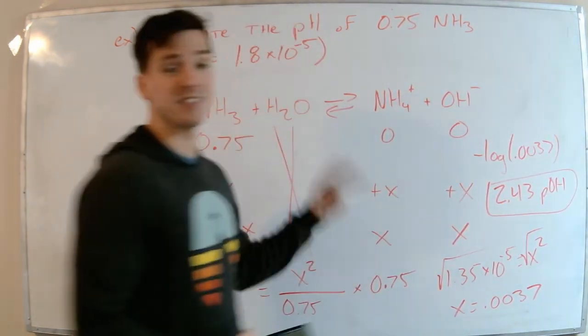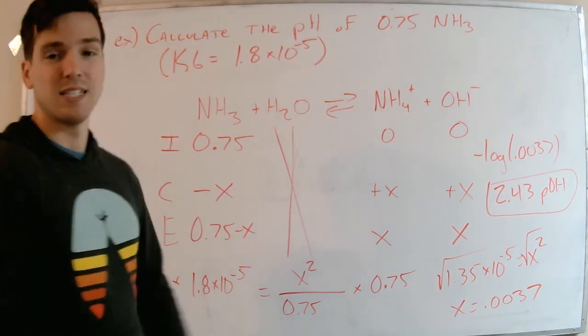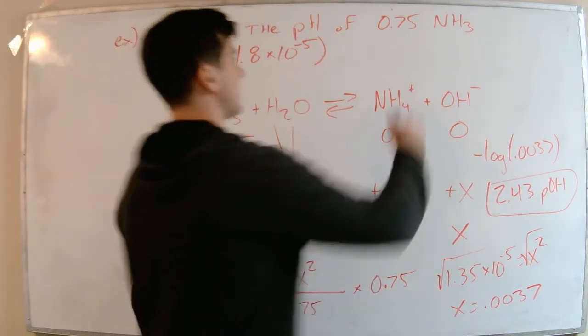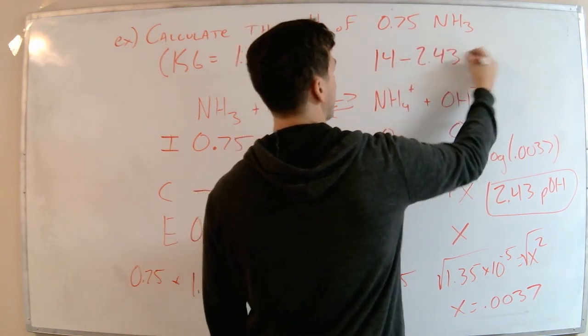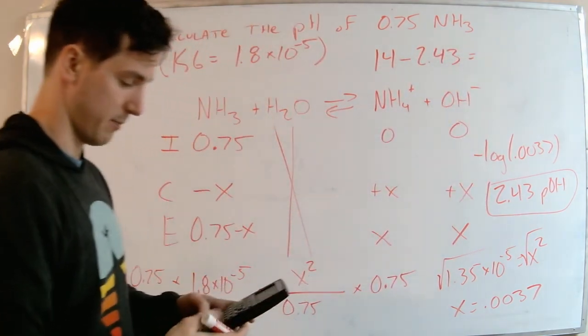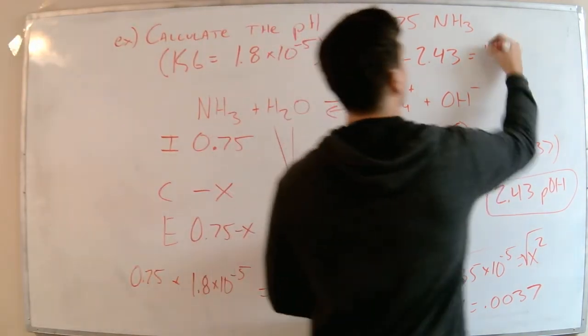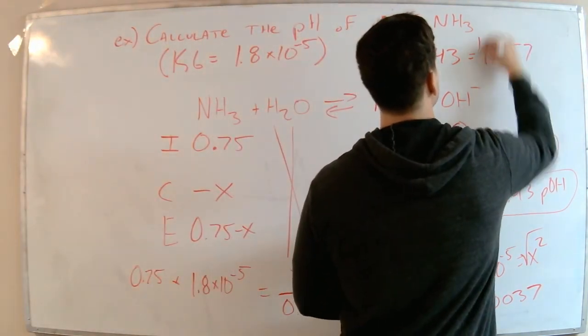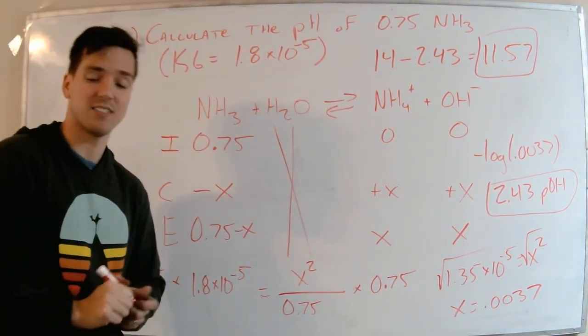Remember though, this is a base. We don't want pOH, we want pH. So at the end, I'm just going to take 14 minus my pOH, sorry. 14, I'm not smart enough to do this in my head. And I get 11.57 as my pH. Okay, that is it, guys.